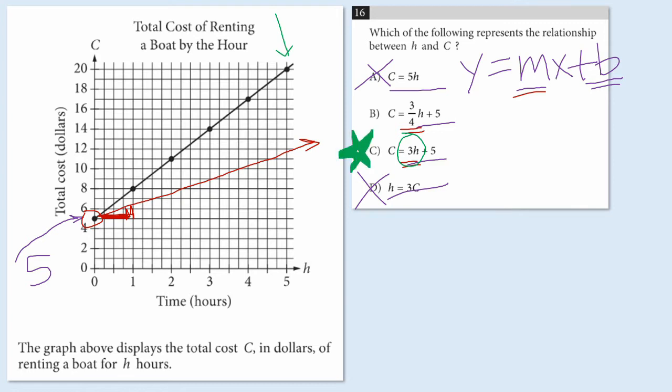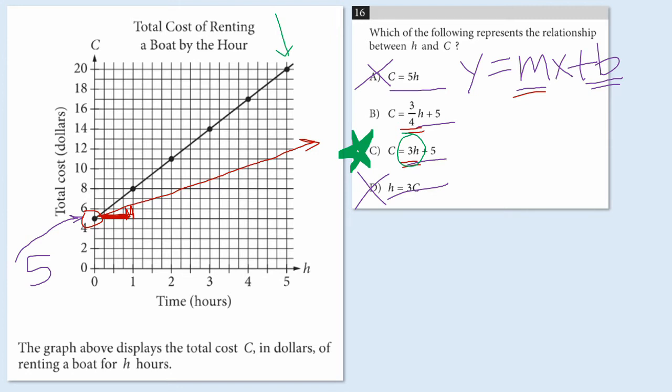Now, you may have not noticed what I did, which is that of the two choices left, one of them has a slope that's less than 1 and one of them has a slope that's greater than 1. So what would we have done then? Well, we could go ahead and actually calculate the slope of the line that we have and compare it to the two answer choices. So let's do that.